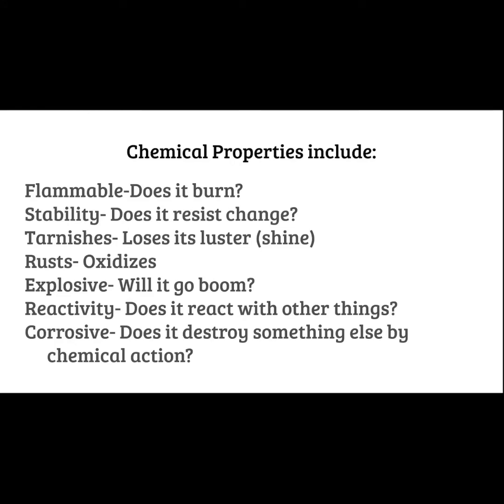How flammable something is, that's just, does it catch on fire or not? If something is stable and it resists change, that's a chemical property. Tarnishes, so the opposite of luster. If something is able to tarnish or lose its shine, that's a chemical property. That's a chemical reaction that's happening. Same thing for rust or oxidizing. If something's an explosive, how reactive something is, and how corrosive something is, those are all chemical properties.